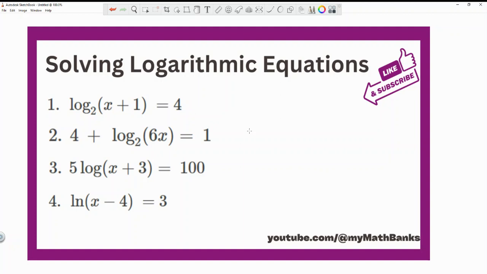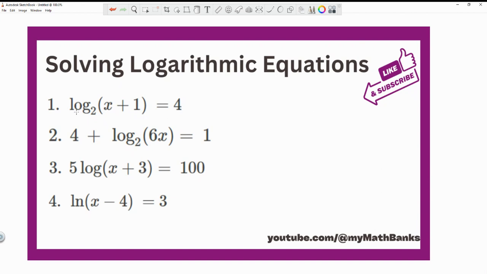Okay, so right now we are solving logarithmic equations. We have four problems here. Just like solving exponential equations, with logarithmic, you kind of need to isolate the log, the base, and the arguments. Everything else outside of that, you have to move to the other side.